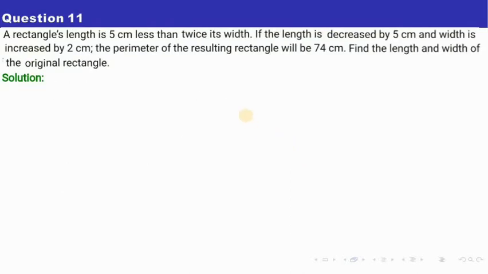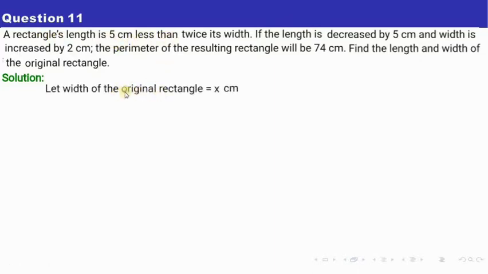Okay, so let's move on to the next question. Again, they are talking about a rectangle here. A rectangle's length is 5 centimeter less than twice its width. You need to understand the very first sentence here. Okay, fine. So we need to know first what our width is, so that the length becomes 5 less than twice its width.